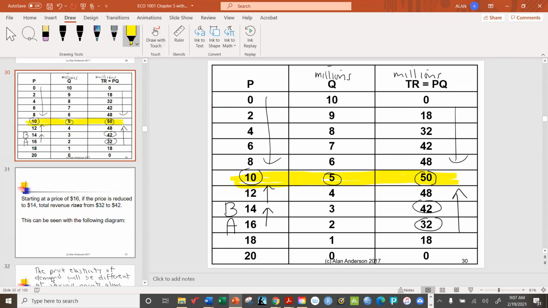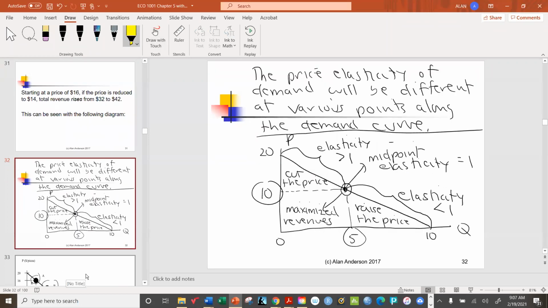So let's go back to the graph. I know you were probably copying it, so let me put it back. I just want to show you numerically and graphically that this leads us to the conclusion that we would ideally like to be at a price of 10 and a quantity of 5, because that's where revenues will be maximized. You can prove this with geometry. I think we'll skip over that right now, but we're able to show it algebraically as well. The ideal spot to be producing at is right there. If the elasticity is above 1, we want to cut the price. If the elasticity is below 1, we want to raise the price.